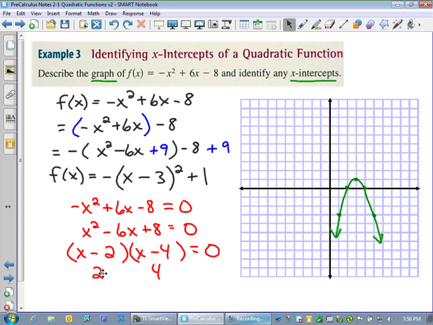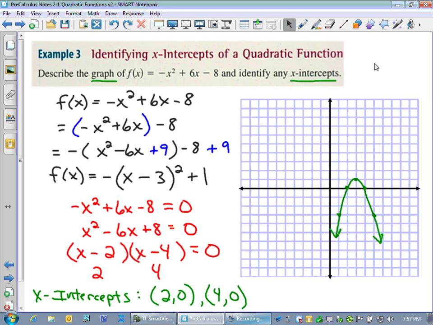When x is 2, we know that y must be 0 because we're talking about x-intercepts. All x-intercepts have y values of 0. So these two x values will correspond to these 2 points, (2, 0) and (4, 0), which we can verify with our graph.